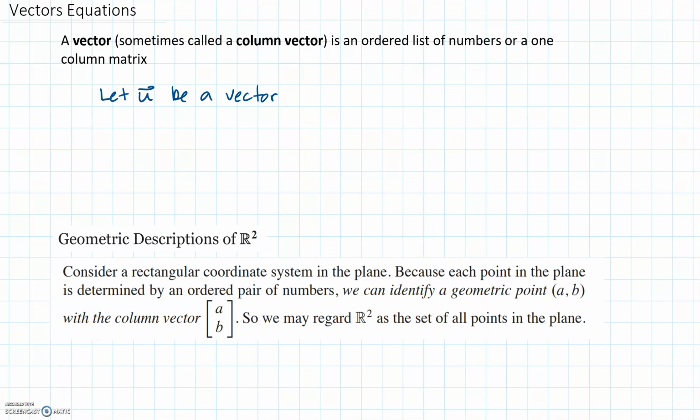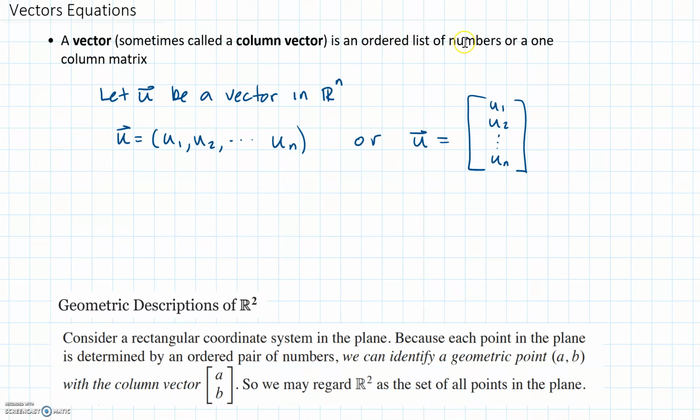So what does U look like? Since it's an ordered list of numbers, it can be an n-tuple, or it could represent a one-column matrix, an n by 1 matrix, that's the number of rows by one. This is if U is in Rn. I added the Rn here.